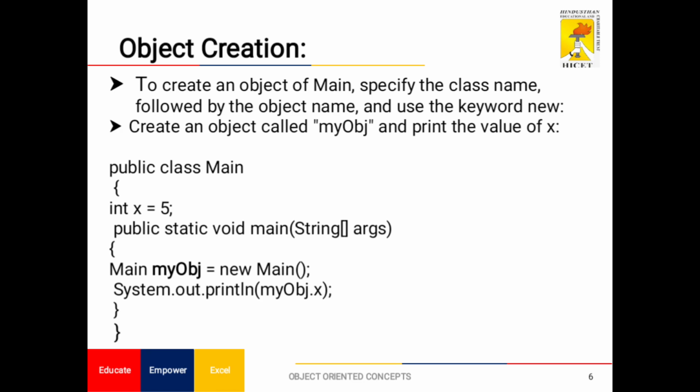In this phase we are going to create the object for the main class. First, the syntax: the first one is the class name. Here the class name is main. My object is the object creation, equal to, before the equal we have to give a space, and after the equal to symbol we have to give a space. Then give the keyword new and the class name. So for our main class we have created the object as my object, that is myObj. If we give System.out.println(myObj.x), automatically it will call the number x.